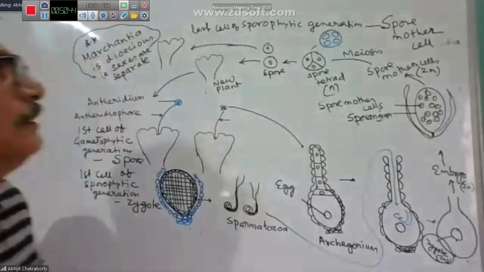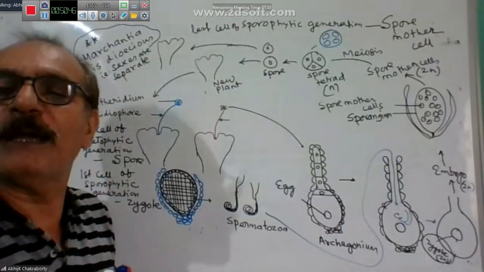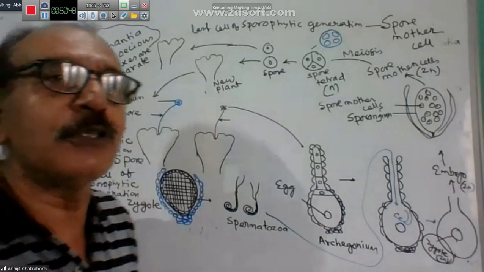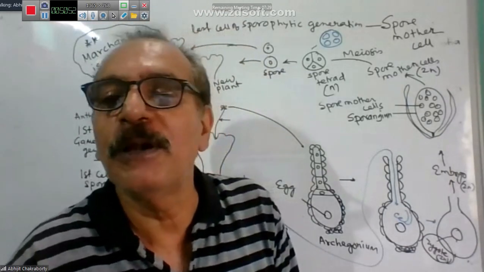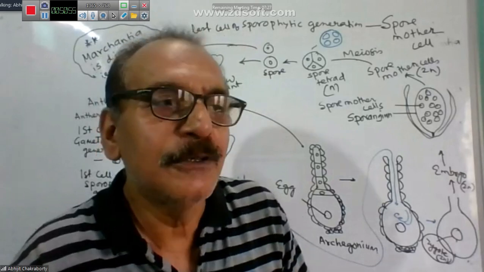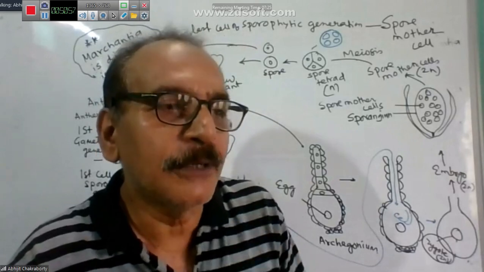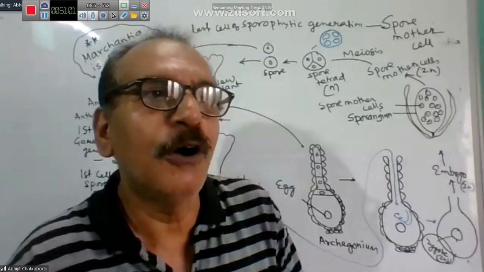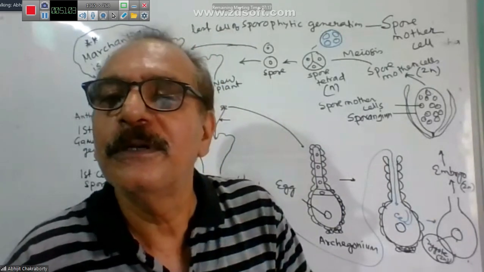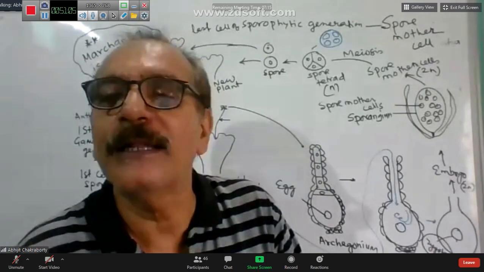Now, similarly, the large cells of gametophytic generation should be those cells which unite to form the first diploid cell. The cells which unite to form the first diploid cell are called large cells of gametophytic generation. So who are they?